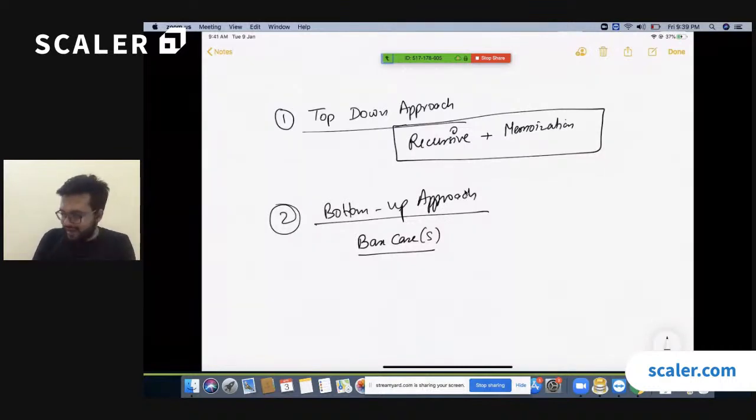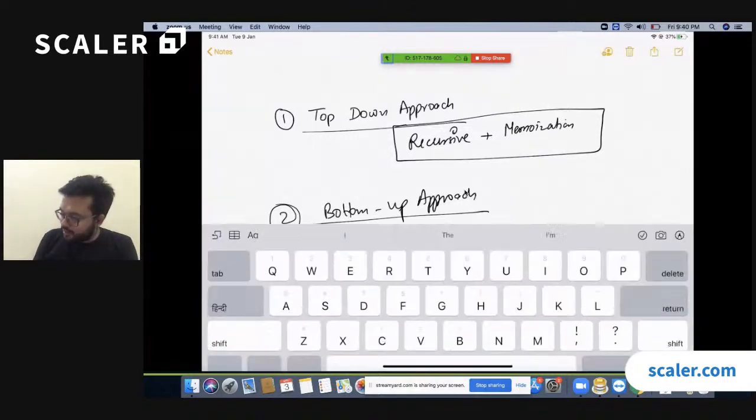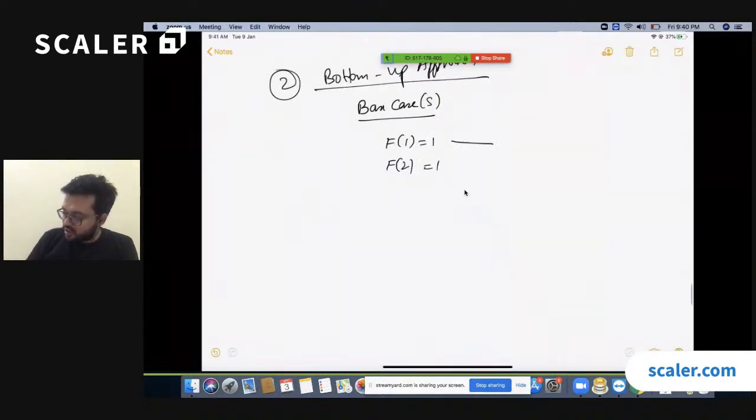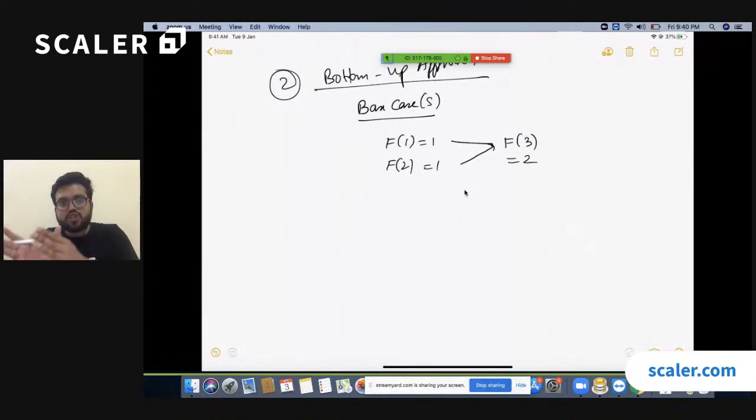So in case of Fibonacci, if I know the answers to f of 1, which is a base case, and f of 2, which is a base case, both of them were equal to 1. Using these two, can you tell me what state can I compute? Using these two, I am pretty sure that you guys would be able to appreciate that you can compute the third Fibonacci state, which is just a summation of f1 and f2, which happens to be 2. Now you are constructing your solution bottom up.